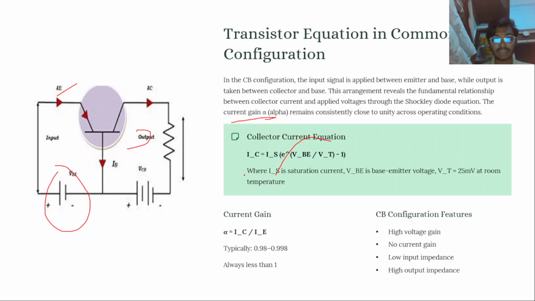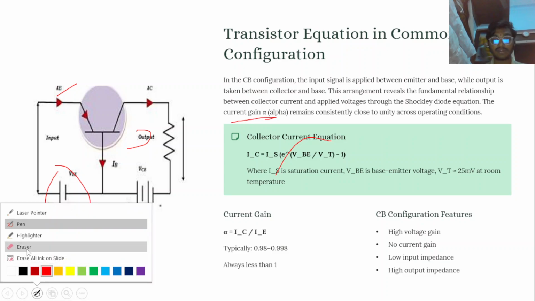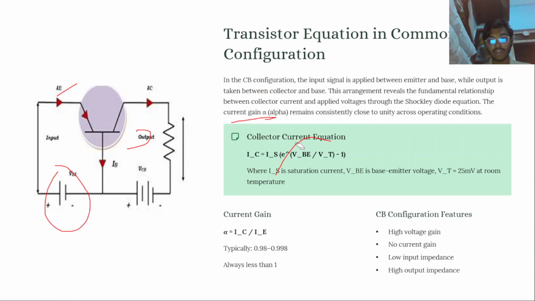The equation of the collector current is IC equal to IS, where IS means saturation current, which is the maximum reverse saturation current, times e power exponential of VBE by VT, minus 1. What is VBE? Base emitter voltage. VT is the thermal voltage, which means voltage equivalent of temperature, which is 25 millivolts at room temperature. This is the collector current equation.